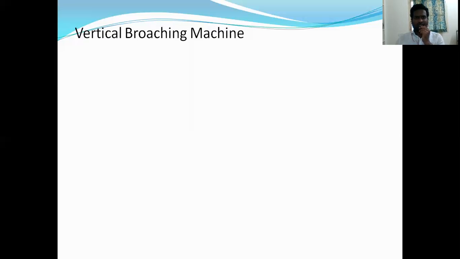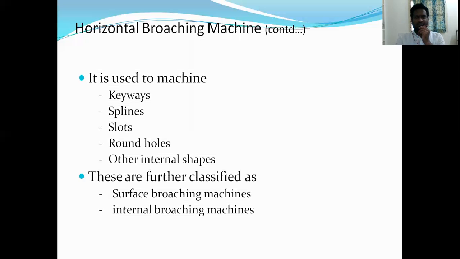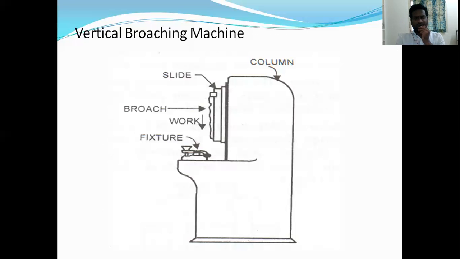Generally, the horizontal broaching machine is used for manufacturing keyways, splines, slots, and round holes. Keyways, splines, and slots all come under the category of surface broaching. Internal broaching is used for round holes. Generally, horizontal broaching machines are used for surface broaching operations.